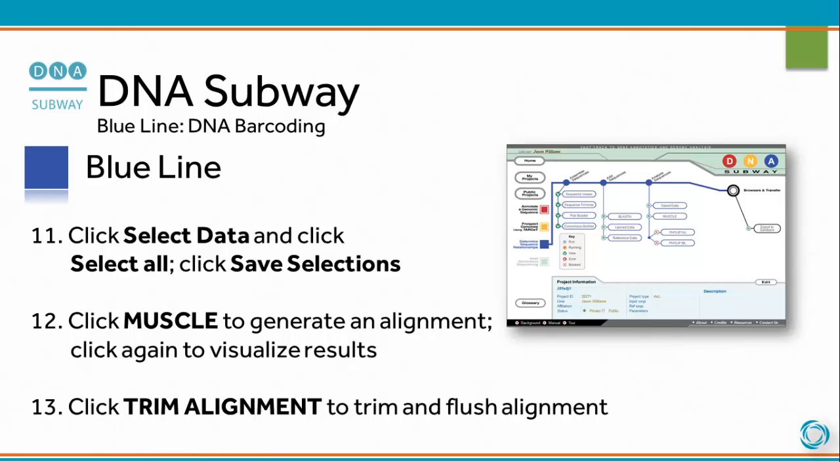Click Save Selections. Click Muscle to generate an alignment. Click again to visualize results. Click Trim Alignment to trim and flush alignment.